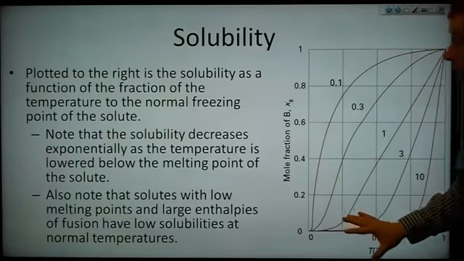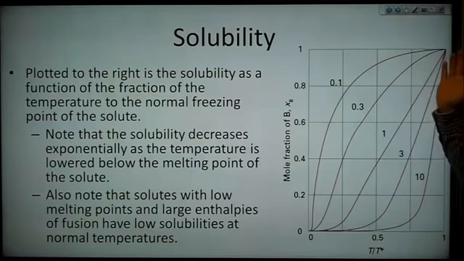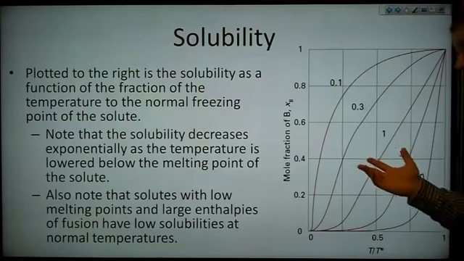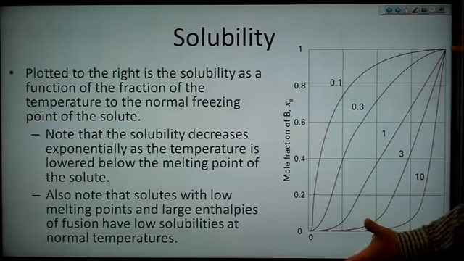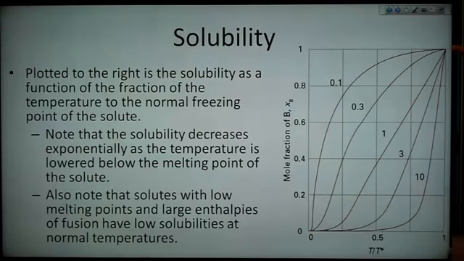So over here, we have a plot of the solubility as a function of the ratio of the temperature to the normal freezing point of our solute. And note that our solubility decreases exponentially as the temperature is lowered below the melting point of the solute. So if we're at T over T star of 1, we are at the melting point of the solute, in which case the solute is going to melt and go into the liquid phase. It will join the solvent. 100% of it will be in the liquid phase.